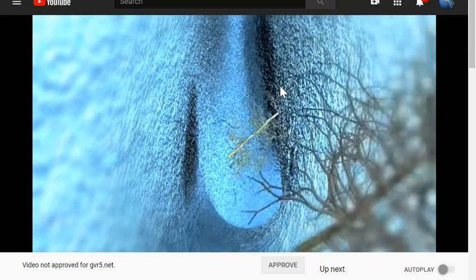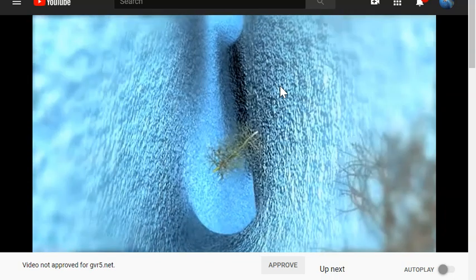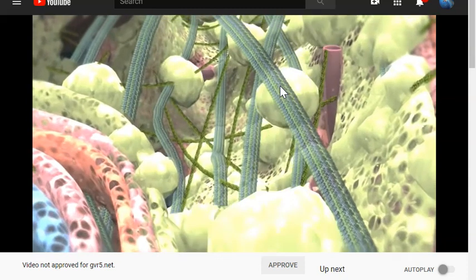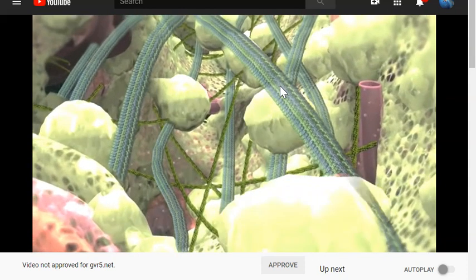Now you're inside the Golgi. The mucin is inside the Golgi, and it's getting modified, and the Golgi puts it in a vesicle and then releases that vesicle out into the cytoplasm.